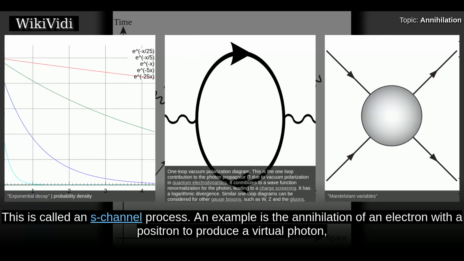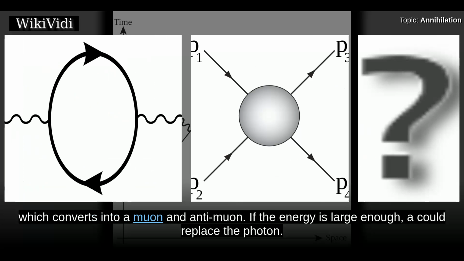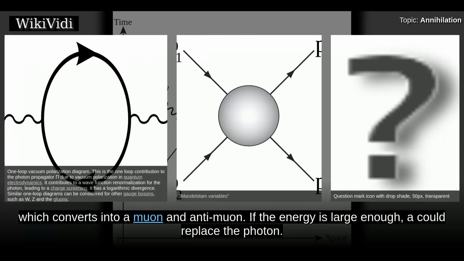This is called an S-channel process. An example is the annihilation of an electron with a positron to produce a virtual photon, which converts into a muon and anti-muon. If the energy is large enough, a Z boson could replace the photon.